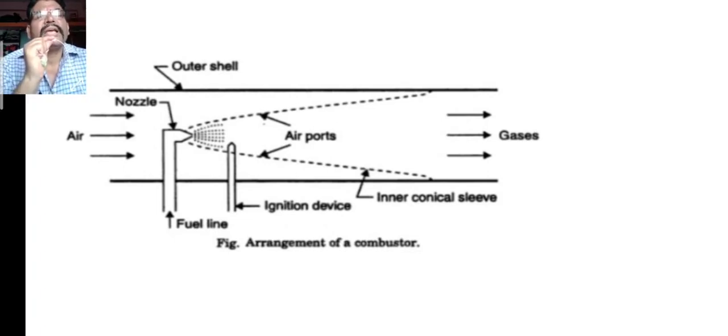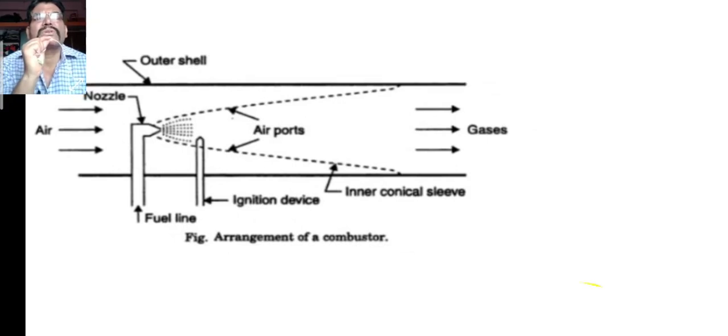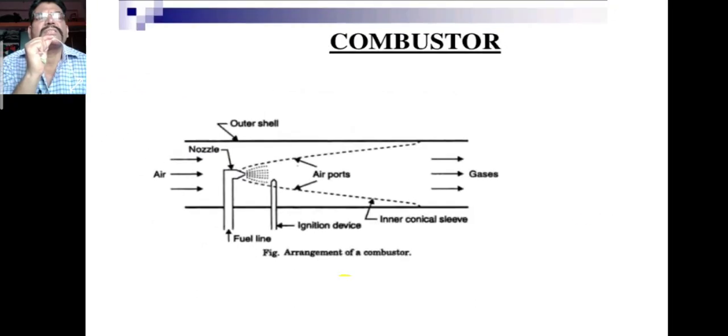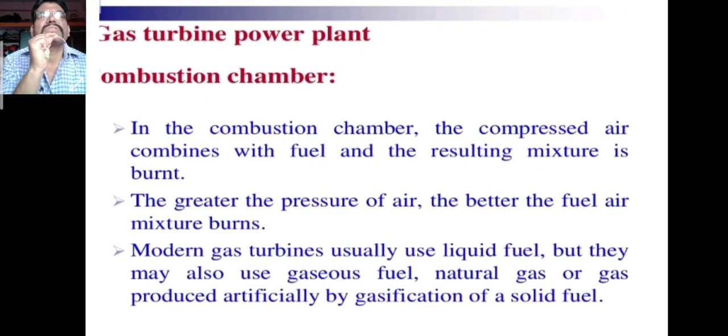With the help of an ignition device, hot gases, the combustible material, are formed, which goes and falls on the blades of the turbine. You can see the diagram, that is how the fuel line for the nozzle works with the help of the air ports. And there is an ignition device, with the help of the inner conical sheath. So that is the combustion chamber, also called the combustor.